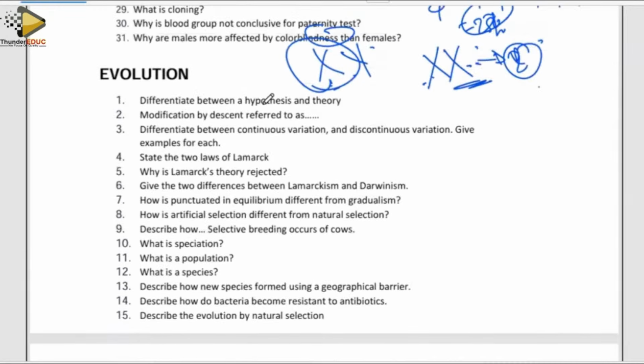catch-ups. You guys, catch-ups is simple. Differentiate between the hypothesis and the theory. A hypothesis is a tentative statement which is subject to be proven correct or wrong, while a theory must be supported with facts, it must be supported with evidences, a tested hypothesis also, and others. Modification by descent, that is homologous structures. That is modification by descent.